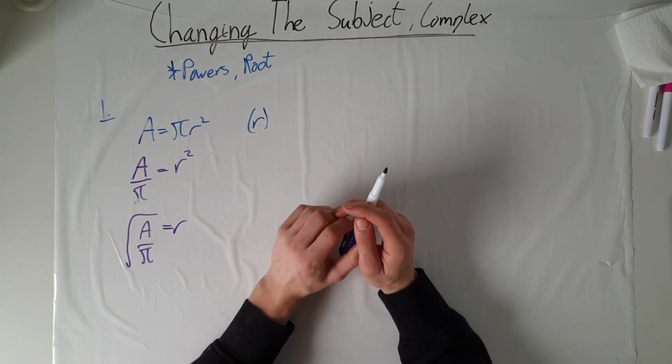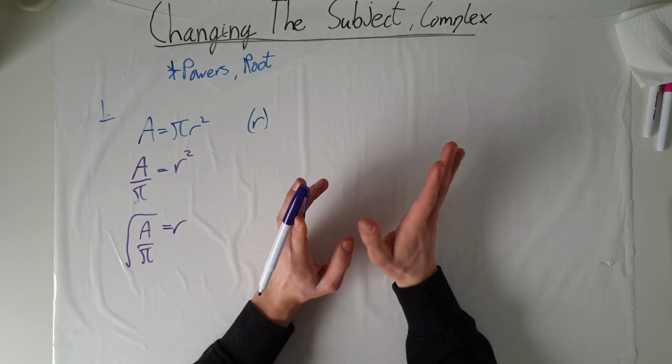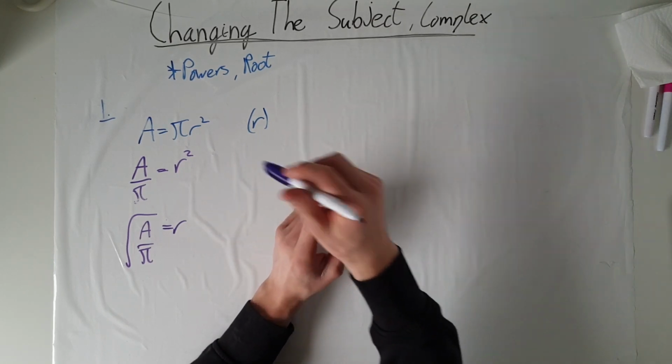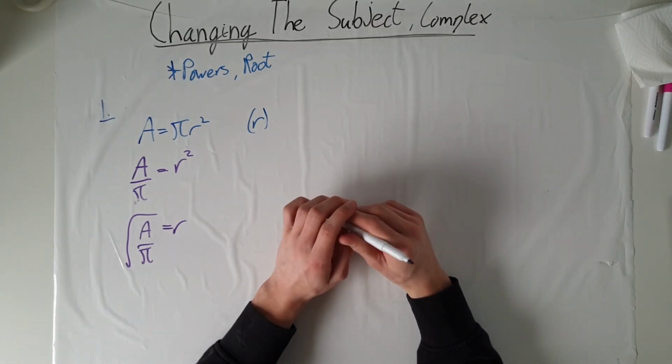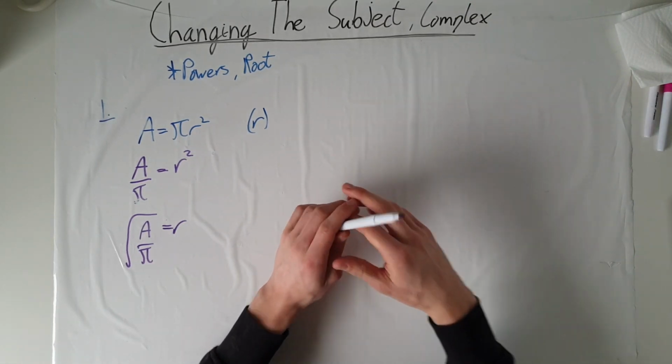So that is the main thing you have to remember here. When it is squared, you take the square root of both sides, and squared and square root cancel each other out. So hopefully you're beginning to understand it. Let's move on to another example.